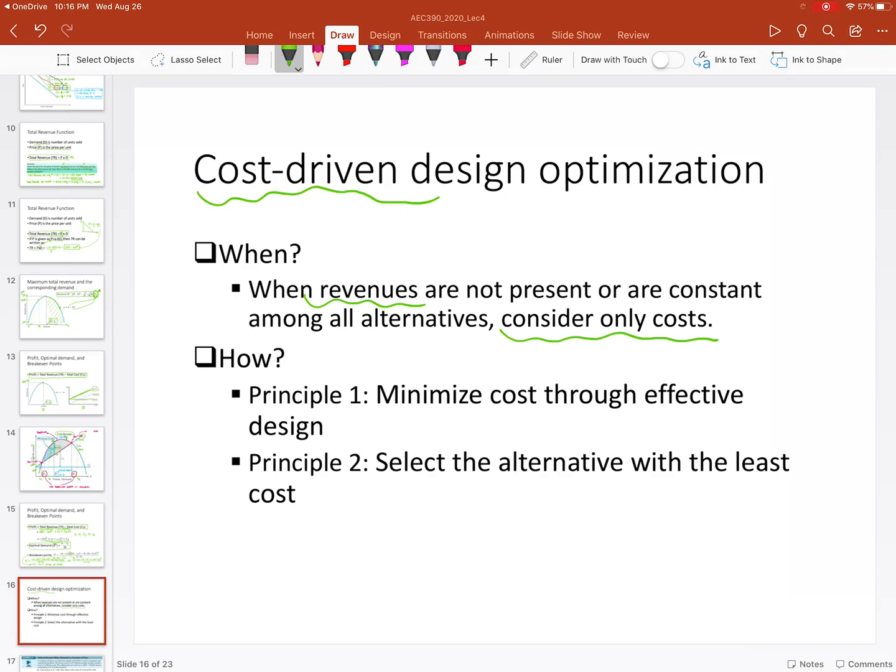And how do we consider that? First, we always want to have the minimized cost. Between different options, which one costs the least? The least, that is the option we want to go with. Principle 2, select alternative with the least cost. Yeah, that's just what I said. So we want to minimize the cost. We want to select the one with the least cost. But it all depends on the fact that you already calculate the cost for each option.